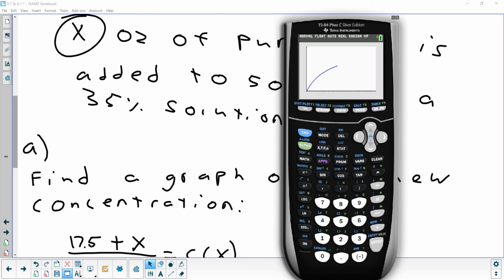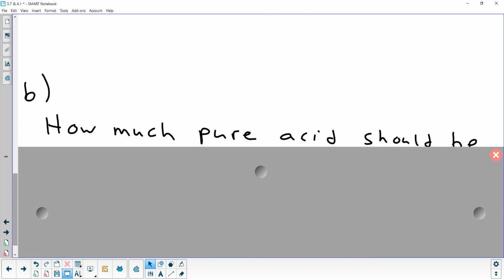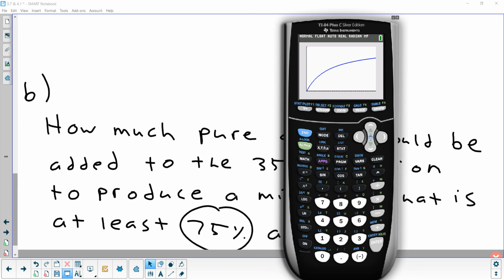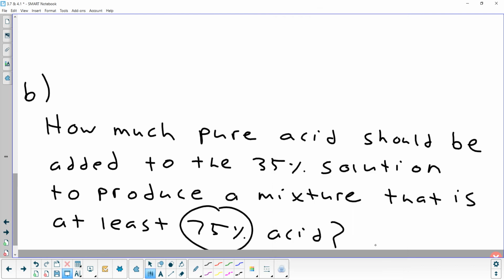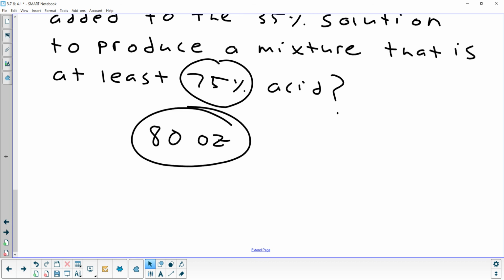So let's look at our concentration, and you can see the concentration increasing the more acid that we add. And now they want to know if we wanted to get a concentration of 75%, how much acid would we have to add? So we're going to graph 0.75. That's a concentration. And we're going to calculate the intersect, just like we learned in the last section. So if you add 80 ounces to the existing solution, you will end up with exactly a 75% solution.